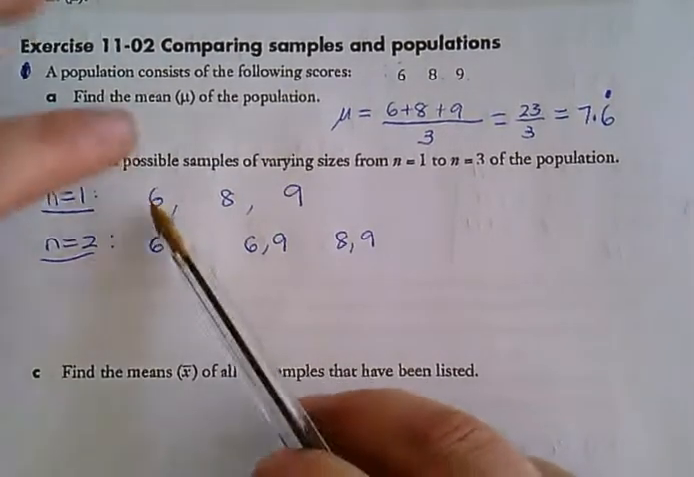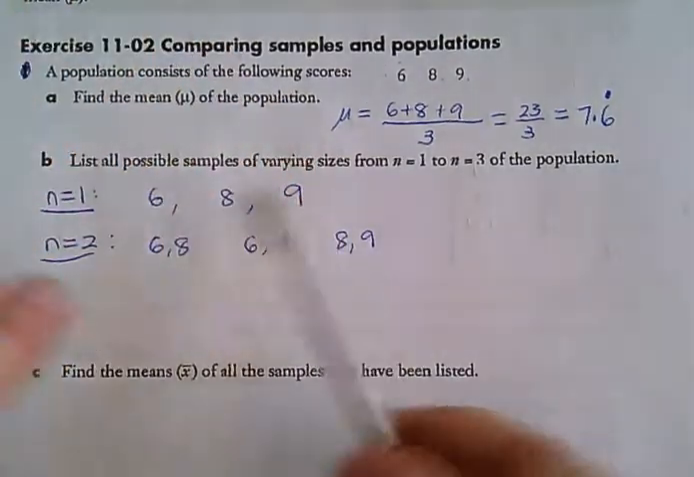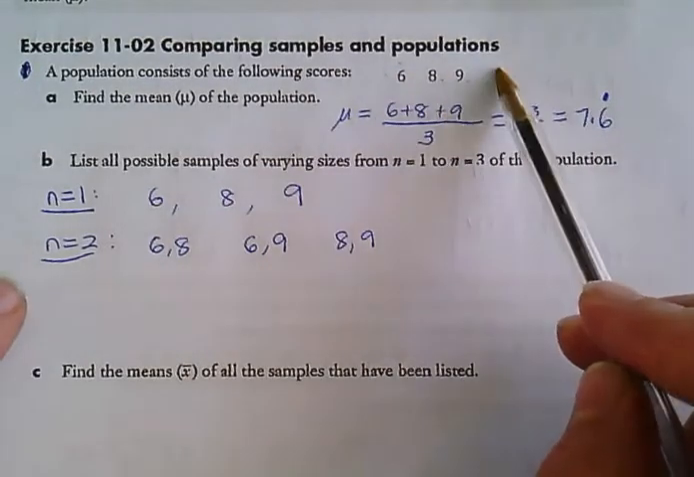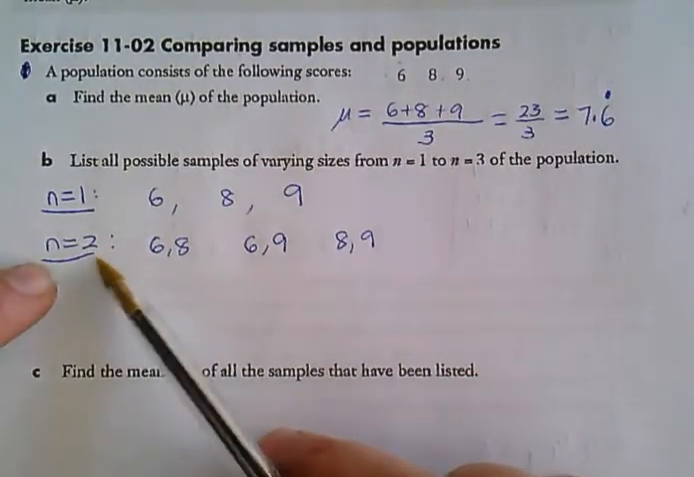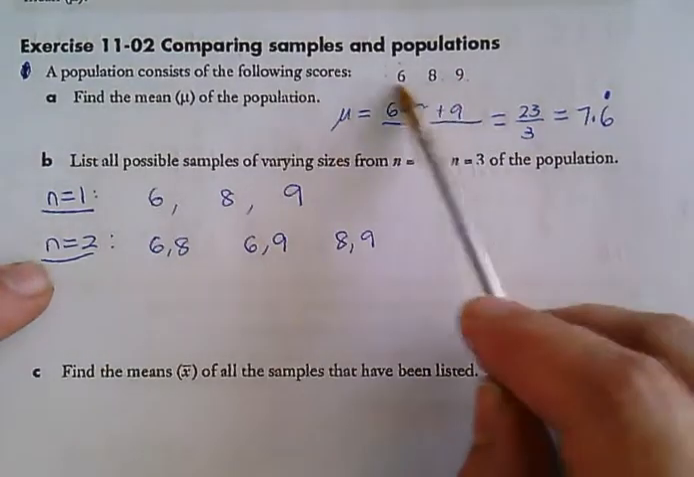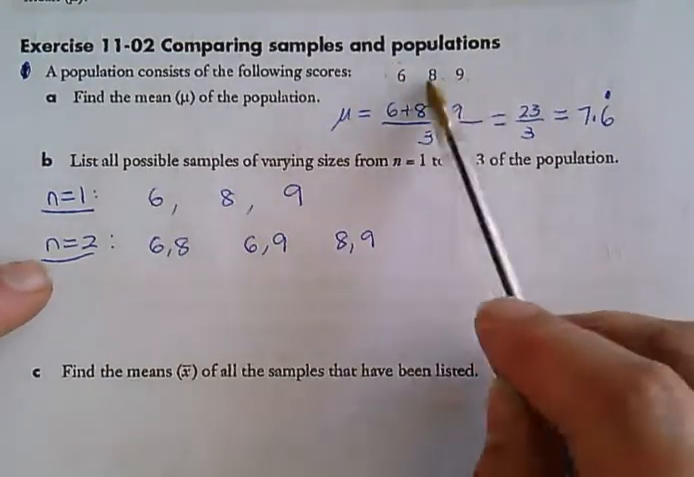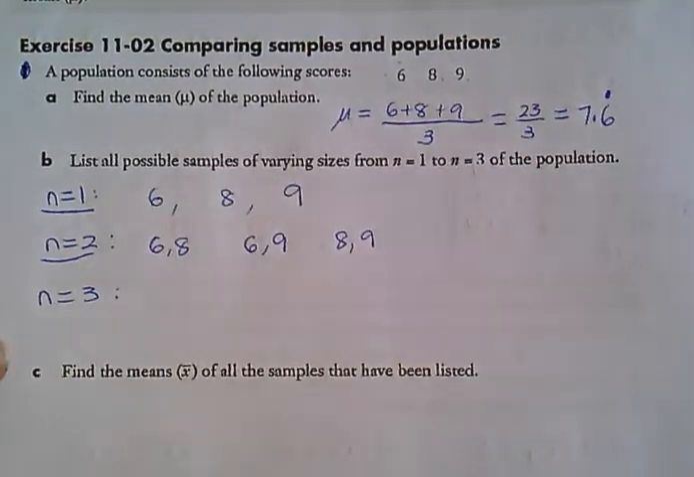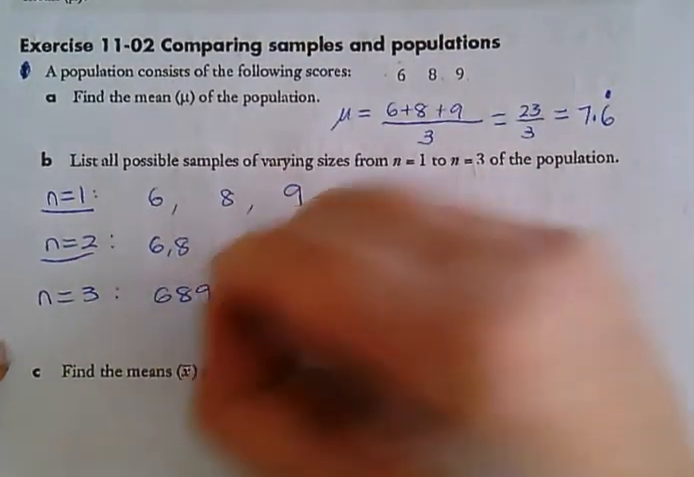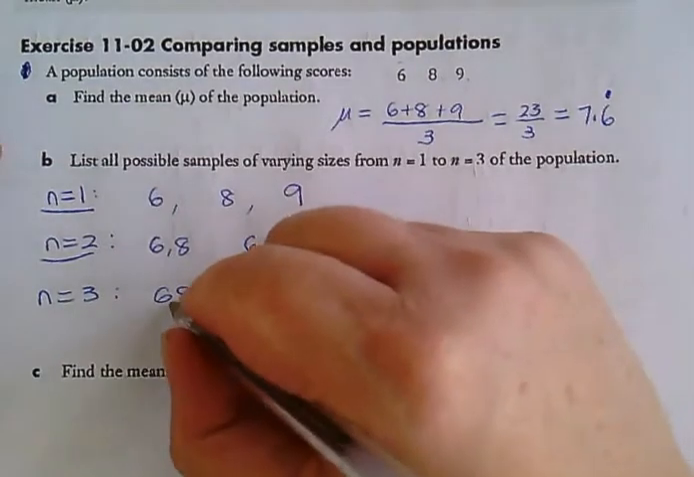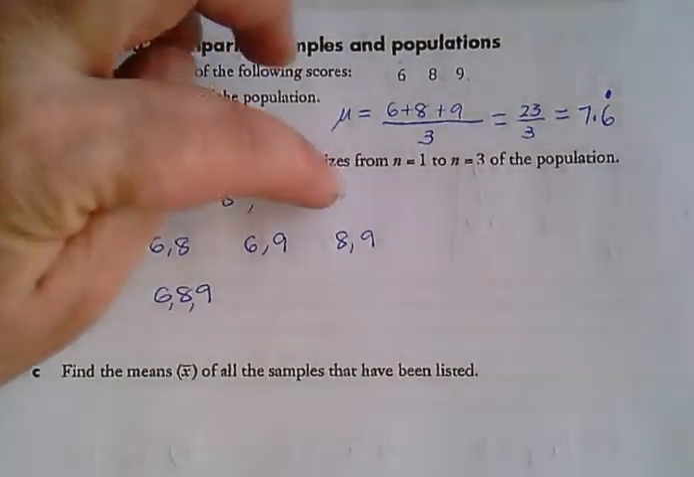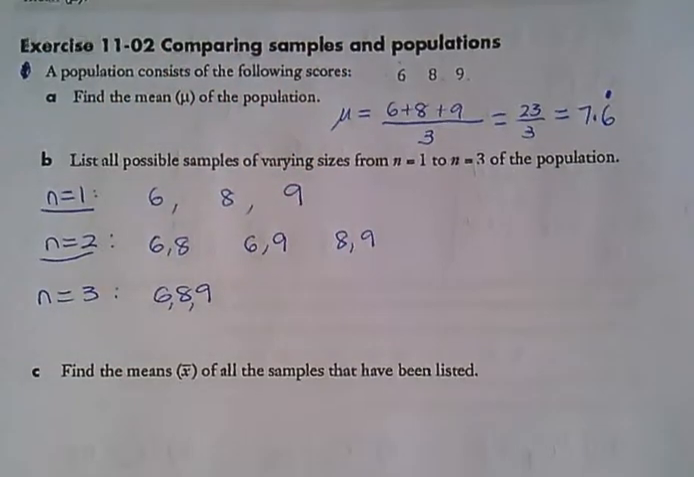So I've got 3 possible samples with sample size 1, from that data. I've got 3 possible samples of sample size 2. I can put the 6 with the 8, the 6 with the 9, or the 8 with the 9. And sample size 3, how many possibilities? Just 1. 6, 8, 9. So how many samples do I have in total? 1, 2, 3, 4, 5, 6, 7.